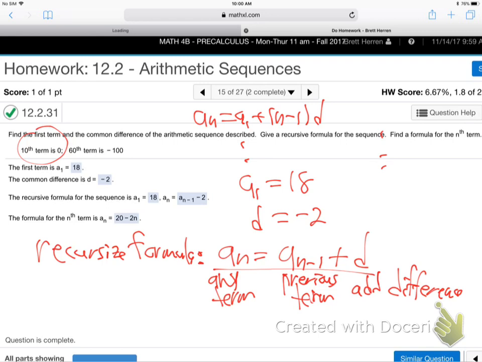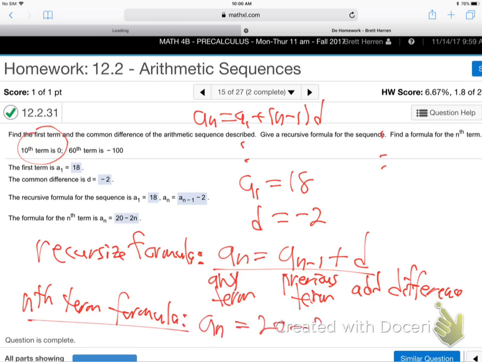As opposed to the nth term formula, which is an is 20 minus 2n. Notice no a sub n minus 1. See the difference in those two types of formulas? Does everybody see that? A recursive formula has the previous term in it. An nth term formula just has n. In other words, the nth term formula is the CD, the DVD. You can jump anywhere. Right?